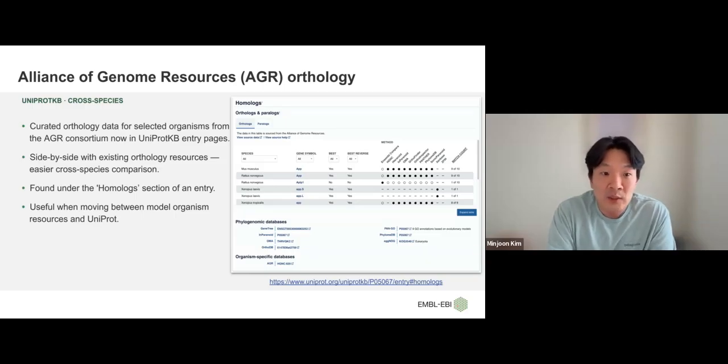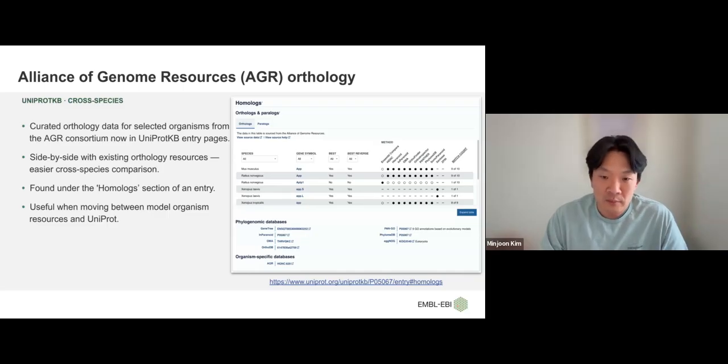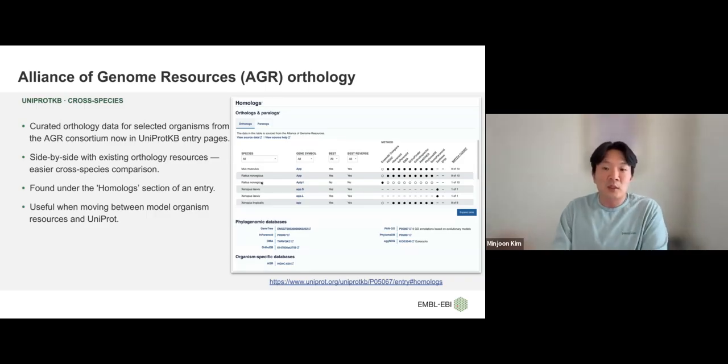You can see it side by side with existing orthology resources, which is easier for cross-species comparison. And it's useful when you're trying to move between the model organism resources and UniProt. Here, as you can see in the screenshot, it's the APP orthology. So you have Mus musculus and Rattus, two different species of Rattus, and then Xenopus, etc. So these are all the things that you could look into, the same protein within different species.